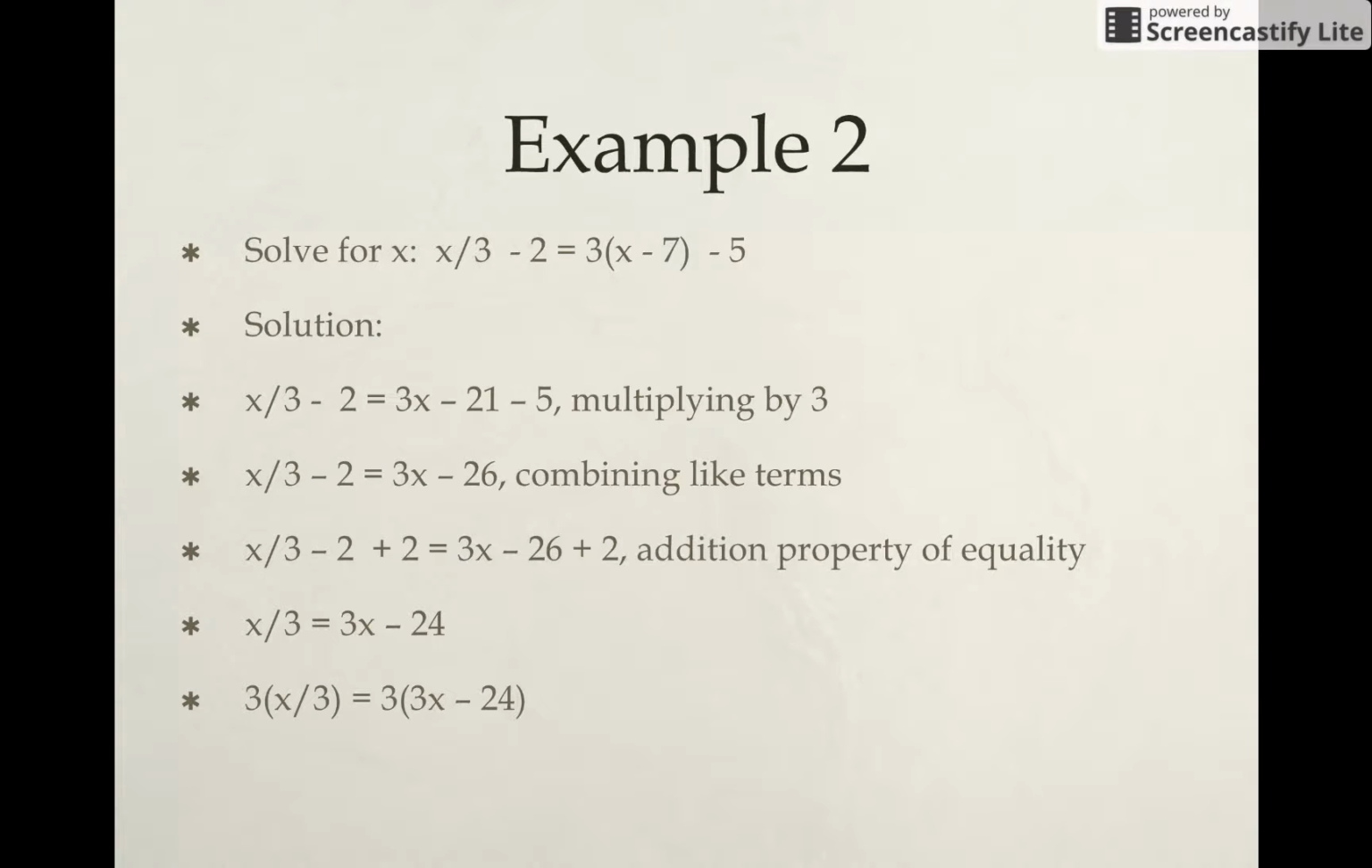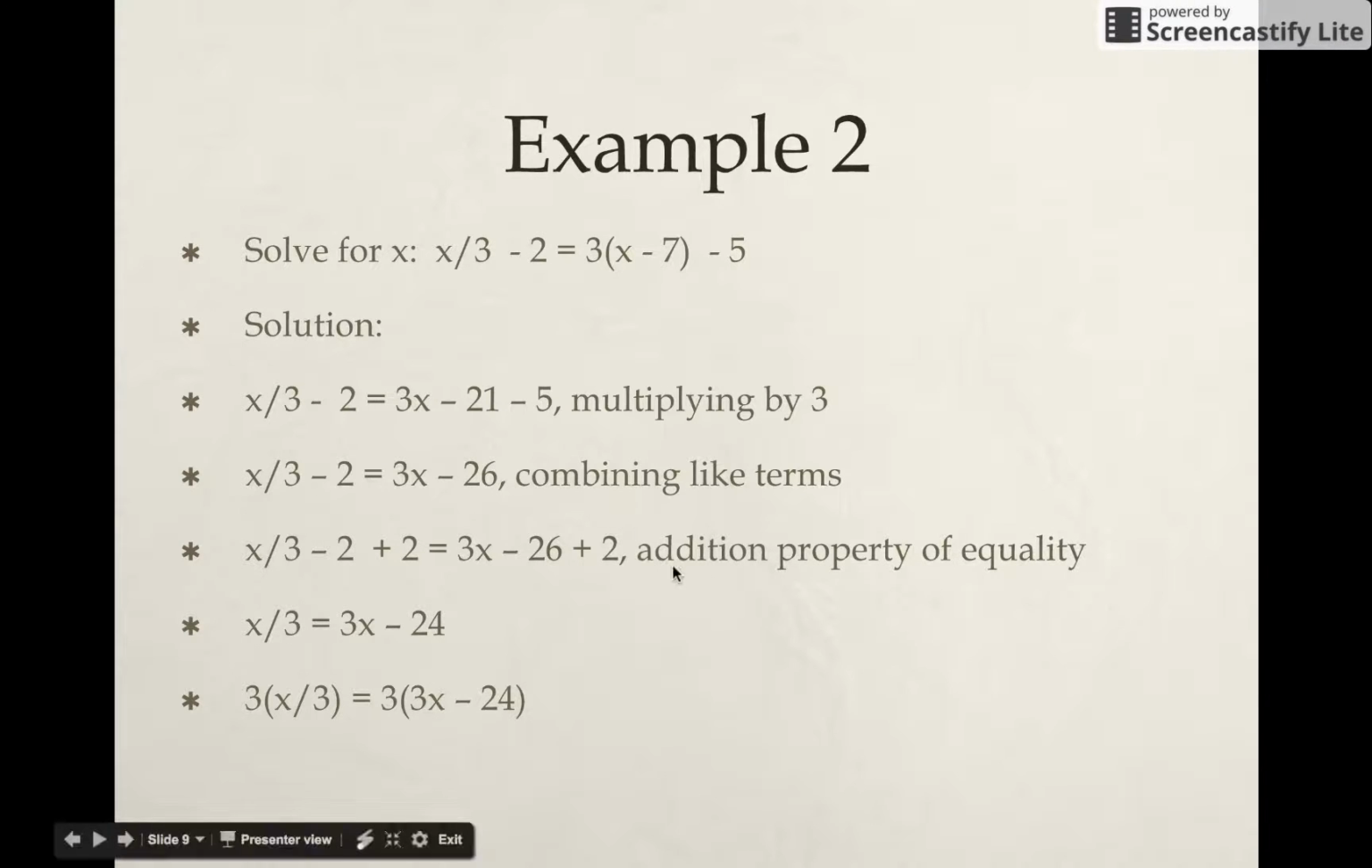Let's take a look at a second example. We have the equation x divided by 3 minus 2 is equal to 3 times the quantity x minus 7 minus 5. Well, first we'll distribute this 3 here so that we have all of our terms pieced out. So if we distribute the 3, we have 3x minus 21 minus 5. From there, we can combine like terms. We'll combine the minus 21 and the minus 5 to get minus 26.